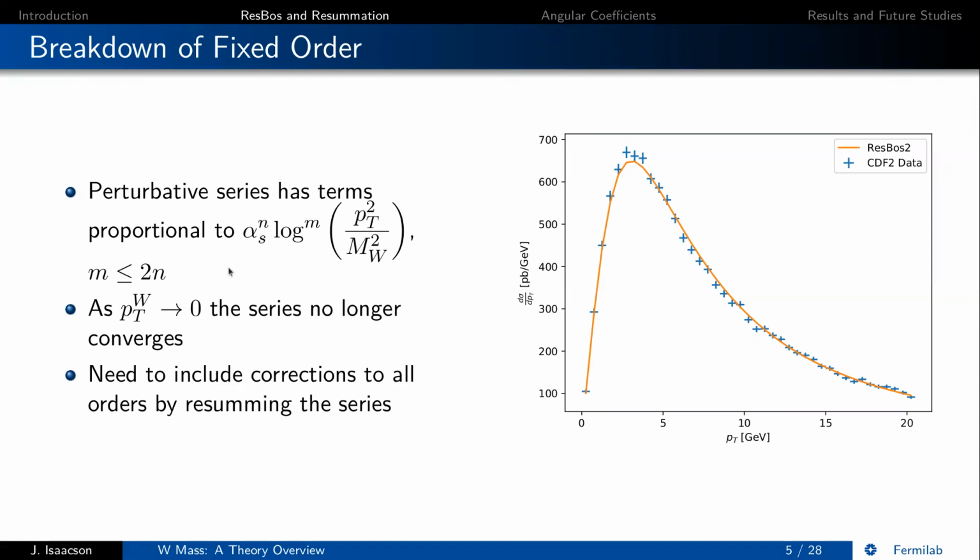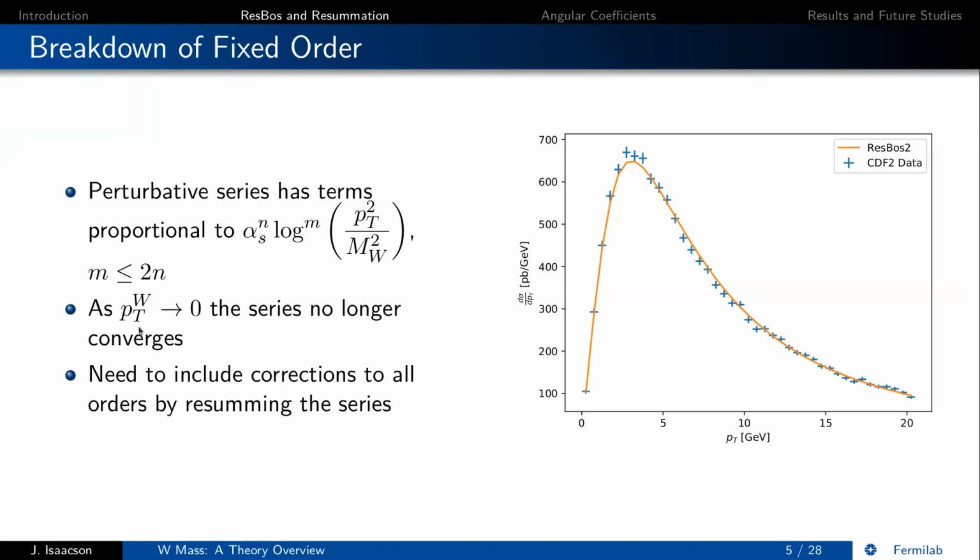And so you can just look at this and you can see that as pT goes to zero, this term goes larger than one, and so your perturbation series no longer converges. So you have to figure out how you handle this.